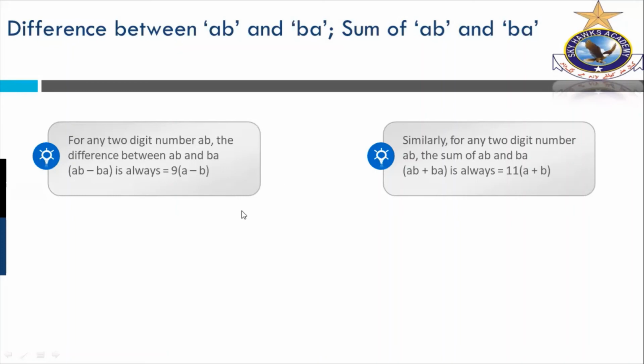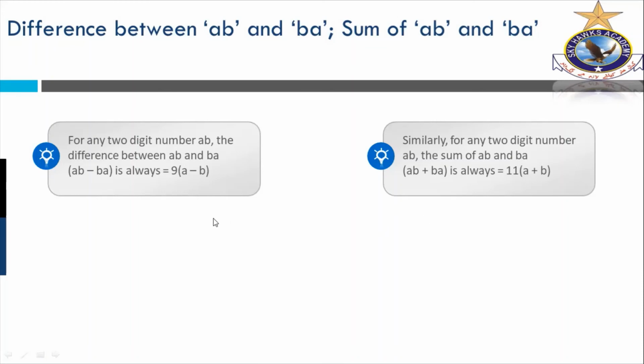So, what we're talking about is that for any two-digit number, can you see the screen? Yes, I can. For any two-digit number AB, the difference between AB and BA, AB minus BA, is always 9 times (A minus B). Last time we were talking about that. Similarly, for any two-digit number AB, the sum of AB and BA, AB plus BA, is always 11 times (A plus B). Now look at this condition.